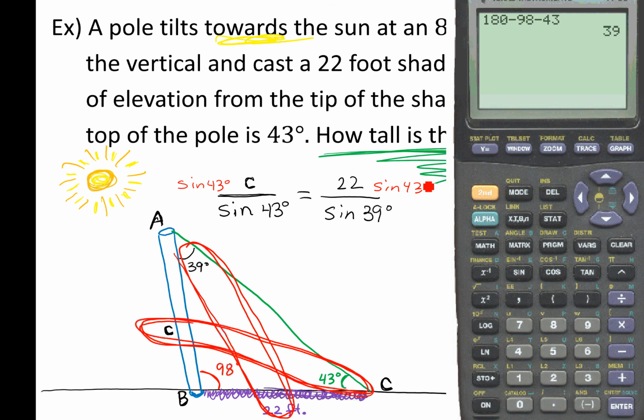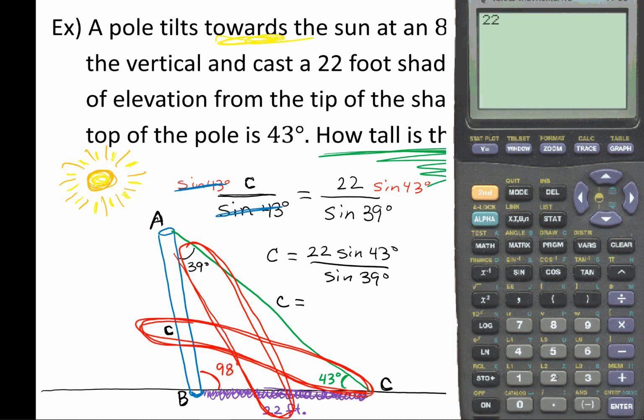Okay, and why do we do that? Because we want the sine of 43 degrees on the bottom to cancel with the sine of 43 degrees on the top. And that's going to leave you with just C is equal to 22 sine 43 degrees over sine 39 degrees. And you're going to type all that into your calculator. So you're going to start with 22. Oh, let's do it right. Let's start with parentheses. And actually, you don't really need it because it's all multiplication, but it doesn't hurt. So I want you guys to get used to that habit.